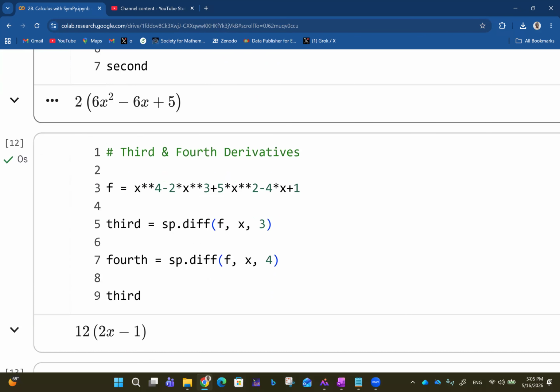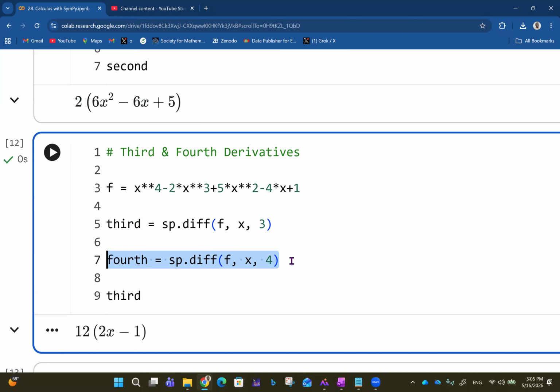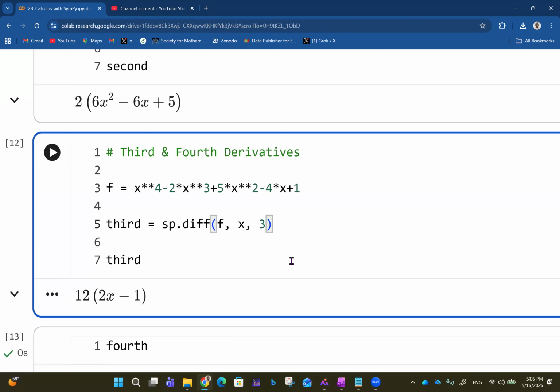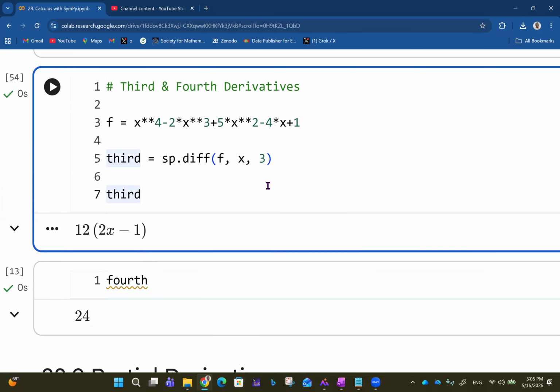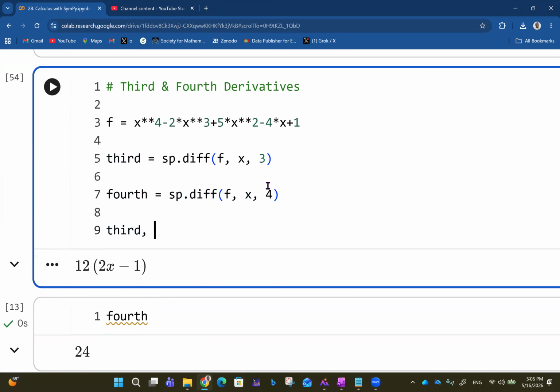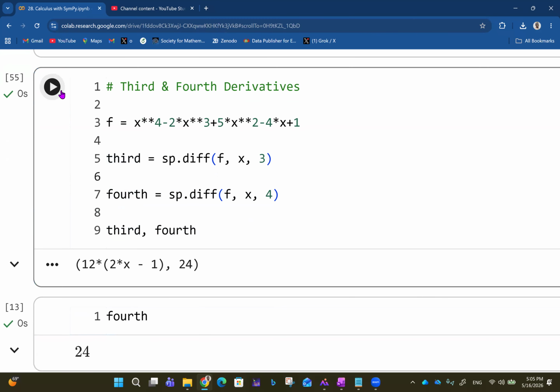Here we have third derivative and fourth derivative. Let me take this away because I've moved the third derivative to another cell. Or better still, let me take it back to what it was before. So we can do third and fourth derivatives together. Now I'm calling third and fourth, and everything comes together like this.